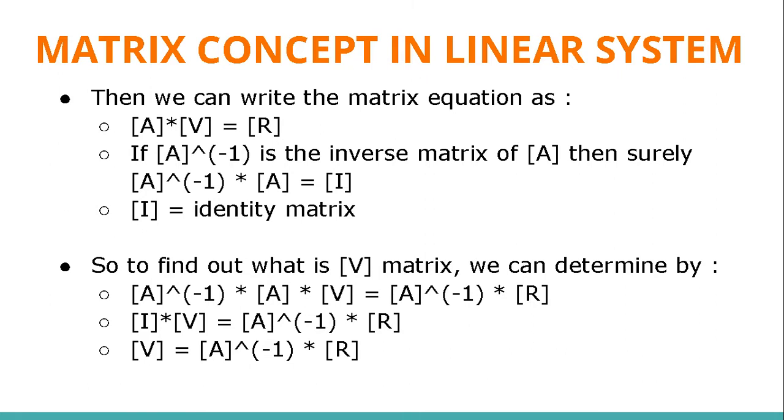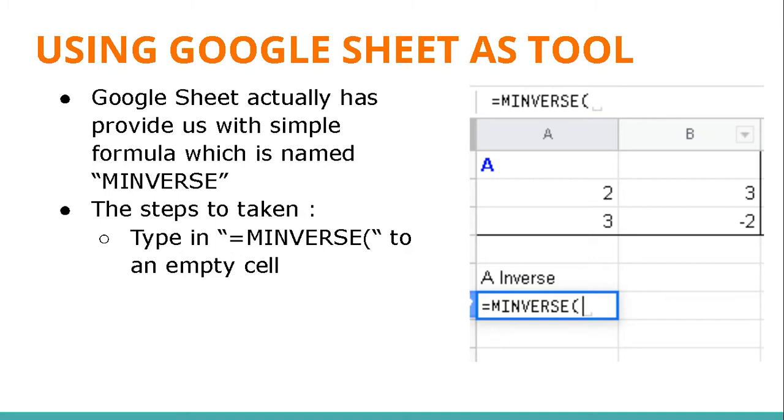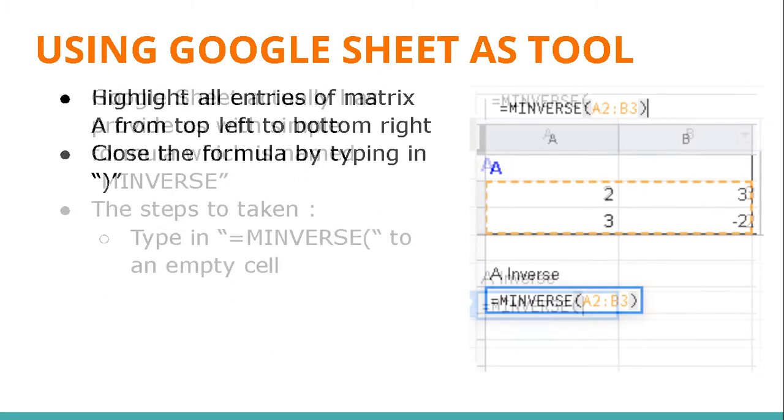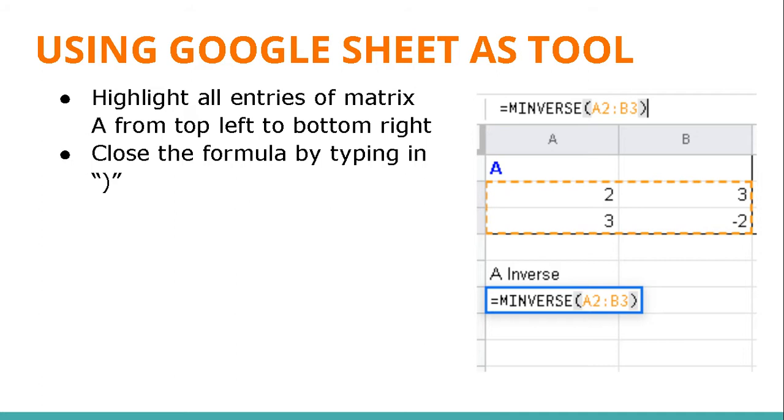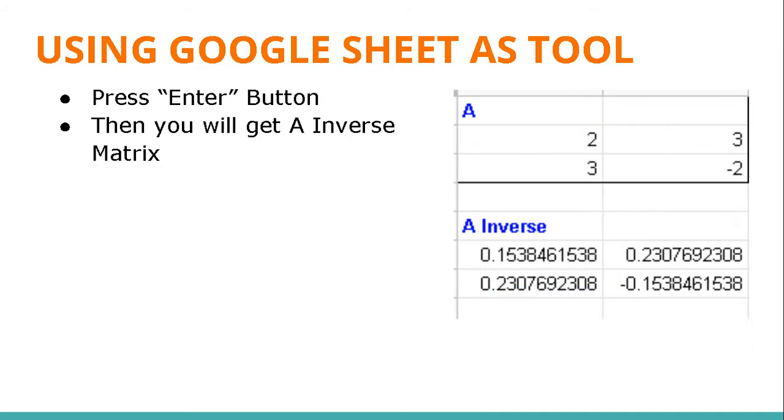So let's start using Google Sheet as the tool. If we want to find the inverse of matrix A, you just need to find a blank cell in the Google Sheet and type in the function MINVERSE, which is the function in Google Sheet to find the inverse of a matrix. Type MINVERSE, opening bracket, and then highlight matrix A from top left to bottom right. Then you close the bracket and press enter. Then you will get the inverse of A as shown in this slide.